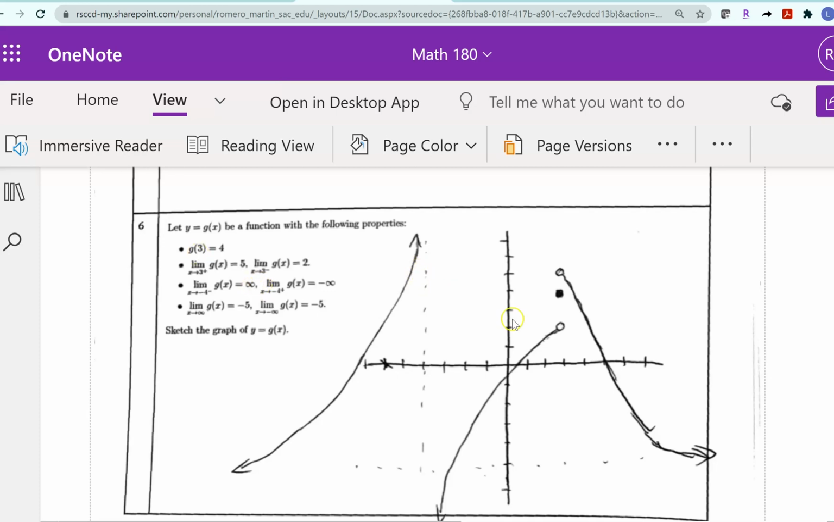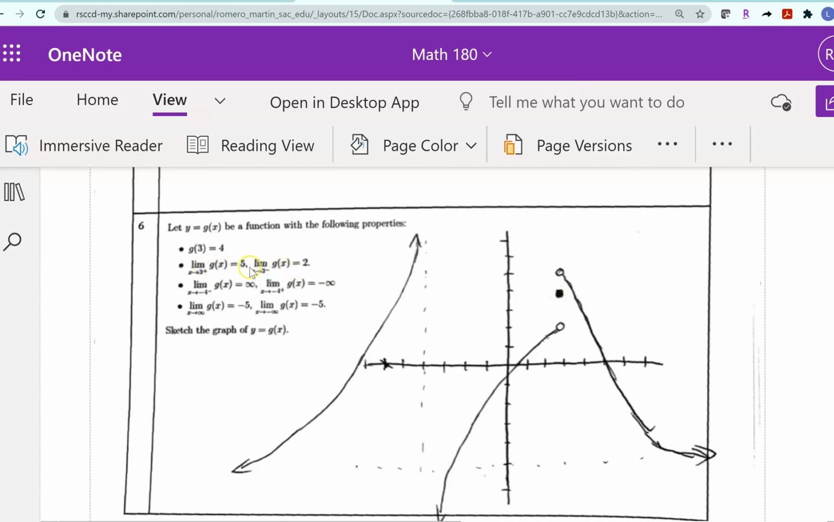And so looking at this here, let's take a look at the first bullet point, g of 3. So here's a function we want to draw. And so the first thing we know is that at x equals 3, the function equals 4. So that's why there's a solid point there.